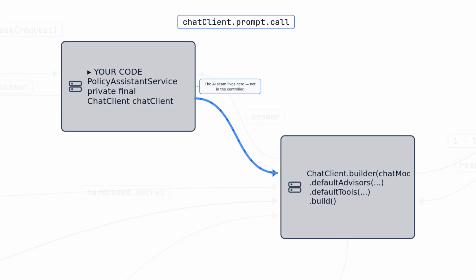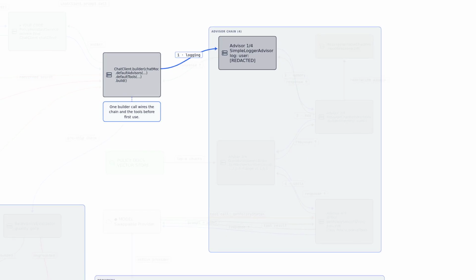Layer 2, the service. It owns a final chat client field. This is where the AI seam actually lives, not up in the controller. One builder call assembles the whole downstream: default advisors, default tools, then build. Everything after this rides that chain.